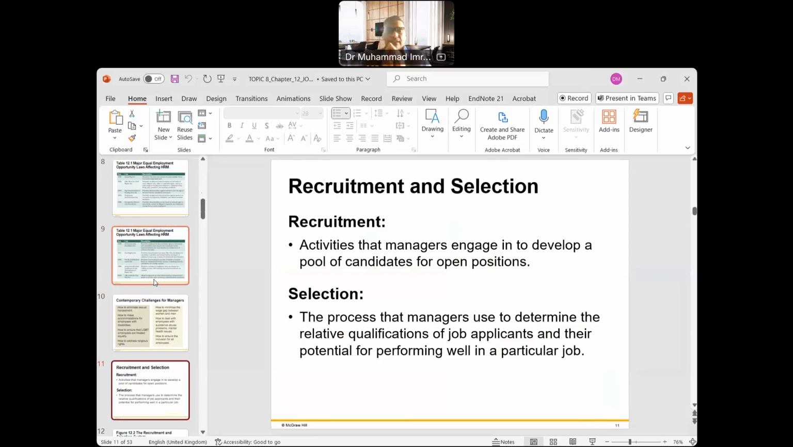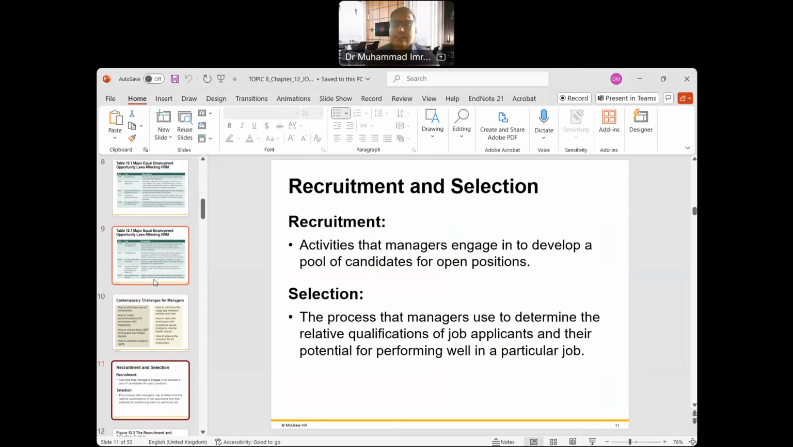It might be simple, meaning they need one IT person. They advertise posts saying they are looking for IT experts. Okay, they advertise. Now the selection process begins: the process that managers use to determine the relative qualification of job applicants and their potential for performing well in the particular job. Yes, like the example I just gave you.